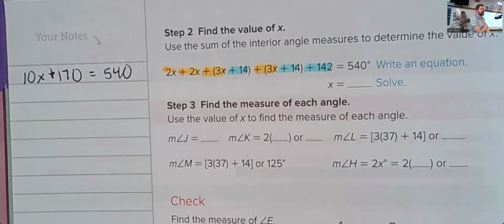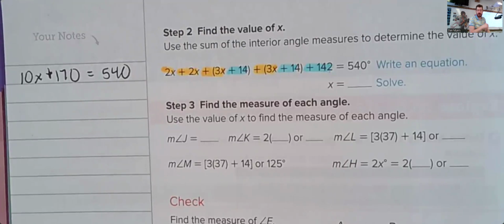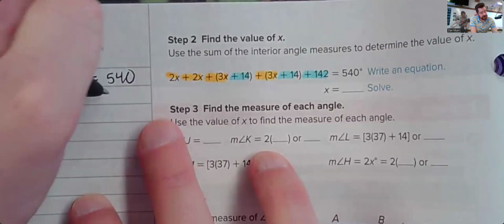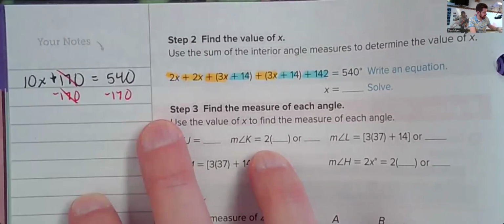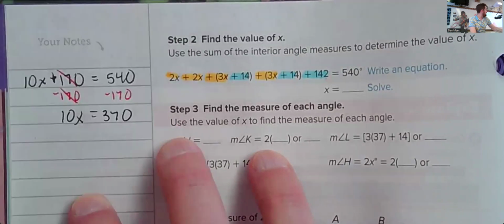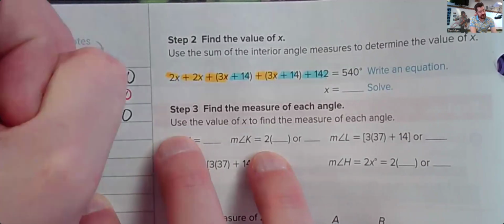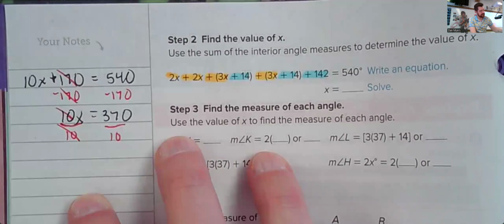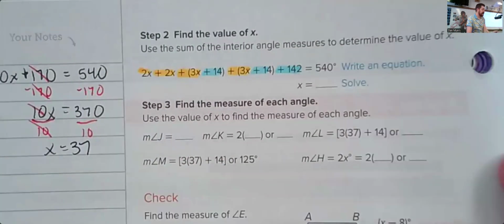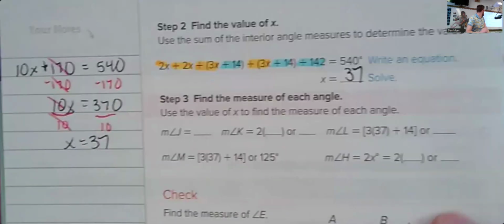What is 540 minus 170? Because now we can go and subtract 170 from both sides. 370, good. So 10x equals 370. What's our last step here to solve for x? Yeah, divide by 10, the answer is 37. Good, so x is equal to 37. All right, let's write that back in over here. 37. Great.